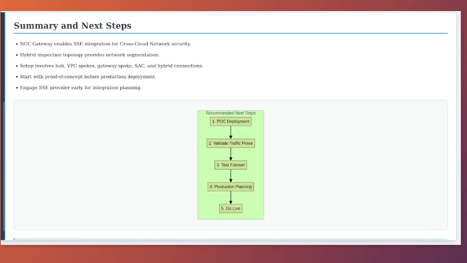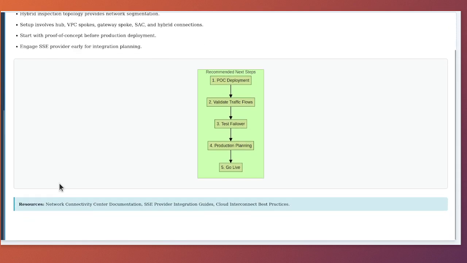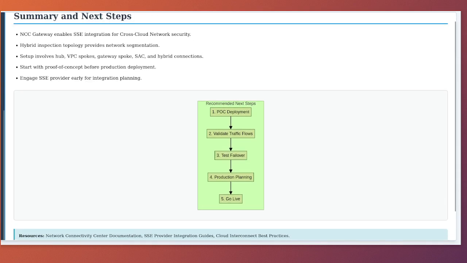Summary and next steps. We have covered the complete NCC Gateway technology, from concepts through deployment and operations. Let me summarize the key points and suggest next steps for your implementation. NCC Gateway is a regional spoke type that enables security for cross-cloud network traffic through integration with third-party SSE providers. It uses the hybrid inspection topology with 4 spoke groups: gateways, prod, non-prod, and services.